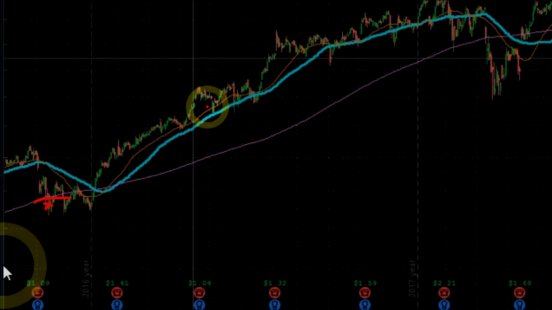So you can see, it kind of chopped around here a little bit, and then it moved up. But this is the way markets are. They consolidate. This is a consolidation, and then they trend, and then they consolidate, and then they trend, and then they consolidate, and then they trend, so on and so forth.